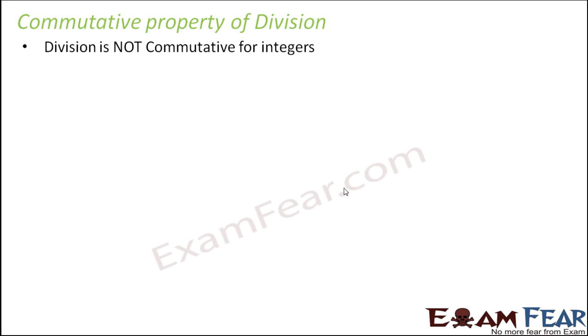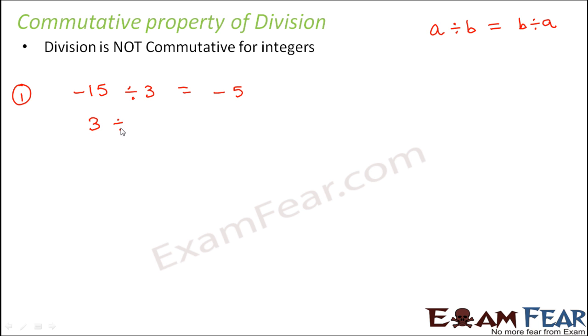Commutative property. Here again we see that division is not commutative. Had it been commutative, A divided by B should have been equal to B divided by A. But is it actually true? Let us look at some examples. Let's say minus 15 divided by 3. The answer is minus 5. Now if we change the order, that is 3 divided by minus 15, what is the result? We get minus 1 by 5. Are they the same? They are not the same. Therefore, A divided by B is not equal to B divided by A.